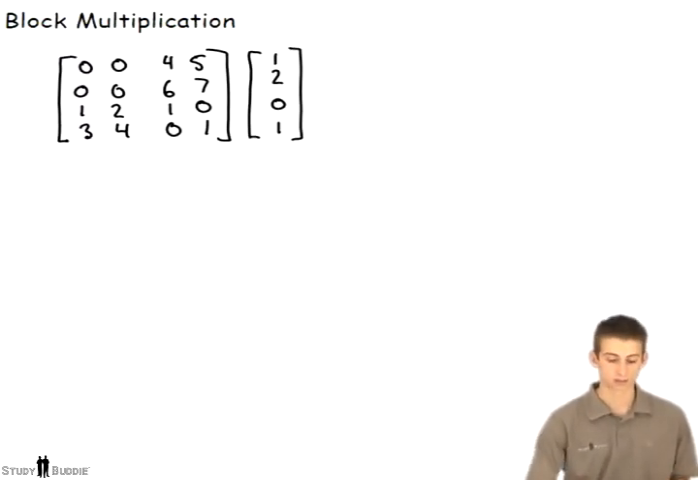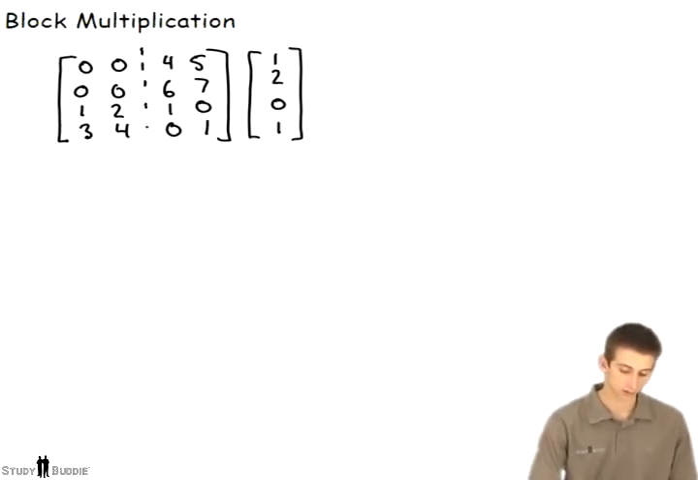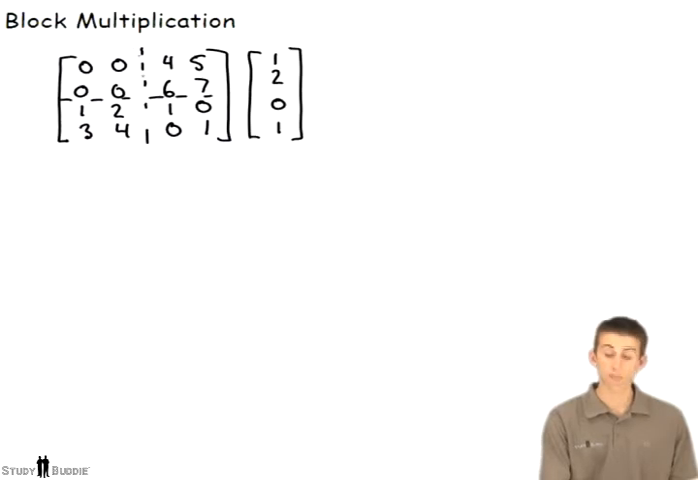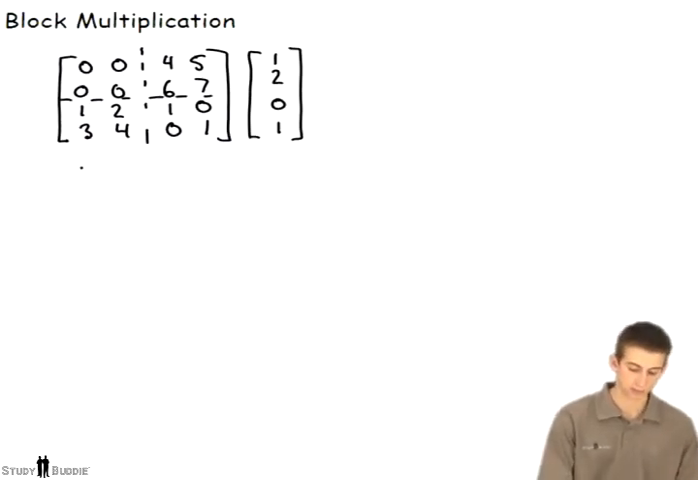So another way you can do it is with block multiplication. If you notice smaller matrices within a matrix, you can cut it into blocks to use those special matrices. So if I cut it right here, we can see that in the top left we've got a 0 matrix, in the bottom right we've got the identity matrix. So we can write this as a new matrix where we've got the 0 matrix.